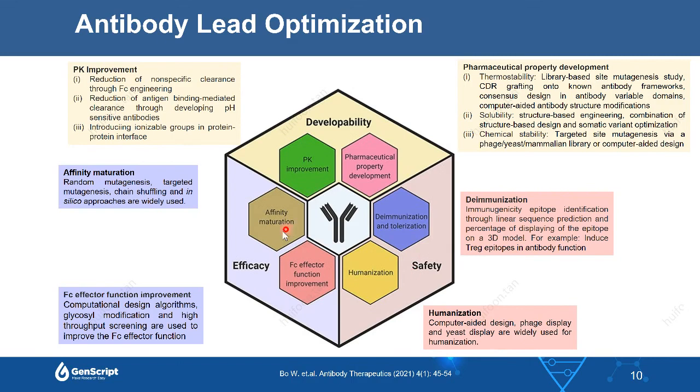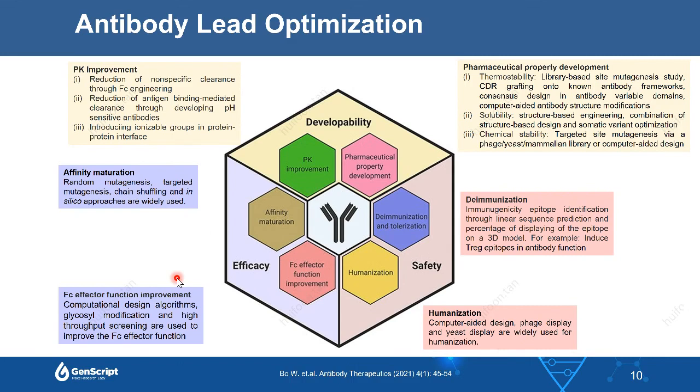The next step in the therapeutic antibody optimization process is to improve the antibody efficacy. Affinity maturation is a routine method used for this purpose to improve the binding of an antibody to its target antigens. Methods used for antibody affinity maturation, including random mutagenesis, targeted mutagenesis, chain shuffling, and in silico approaches, are widely applied. The first three methods are usually performed using a display technology, such as phage display. In silico approaches are based on computer-aided design.